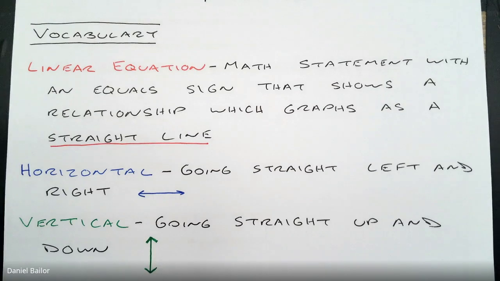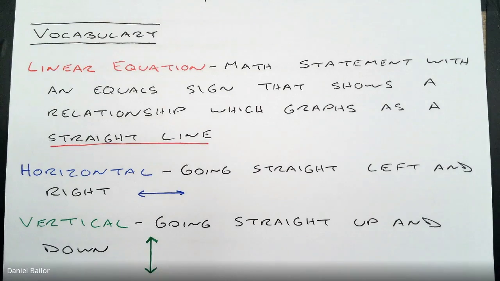And the next word is horizontal. Horizontal means going straight left and right. So it's not diagonal, it's not oblique, it is left and right. So a straight line left and right. Vertical means going straight up and down. So horizontal and vertical are kind of connected. They are not diagonal. Horizontal is left and right. Vertical is up and down. Straight. Very important you know those 2 words because we're going to be talking about them today.